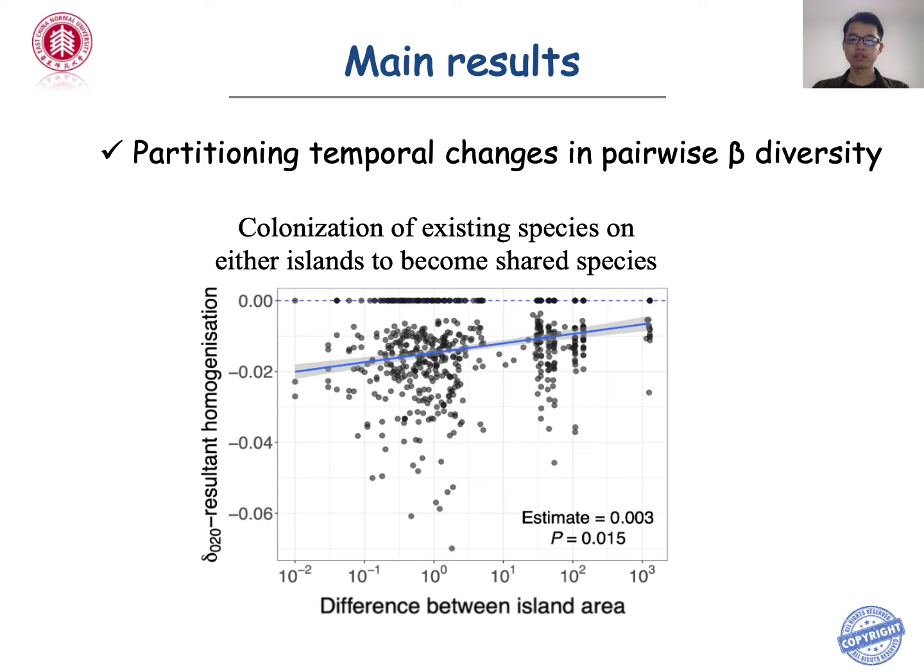Similarly, the beta diversity decrease by colonization of existing species on other islands was also enhanced between similar-sized islands. This might be due to habitat homogenization after habitat loss and fragmentation, or stepping stone effects because of the small inter-island distance in our system. This might enhance the dispersal of some rare species and cause higher beta diversity loss.